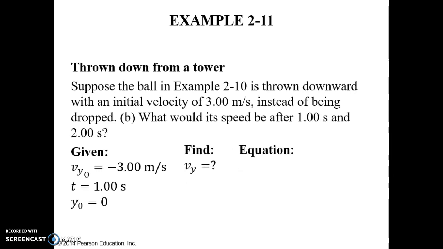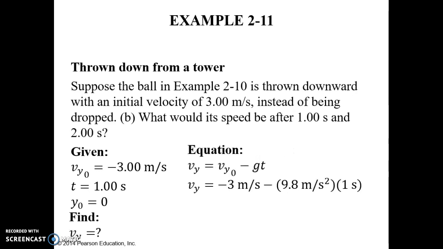For part B, what would its speed be after 1 and 2 seconds? Write out your givens, but with a new variable we're looking for, final velocity. Which kinematic equation do you think we should use? Correct. Vy equals Vy naught minus gt. Now just plug and chug.